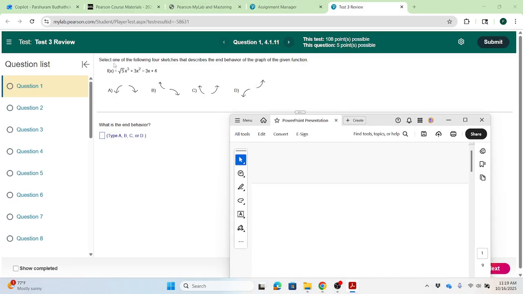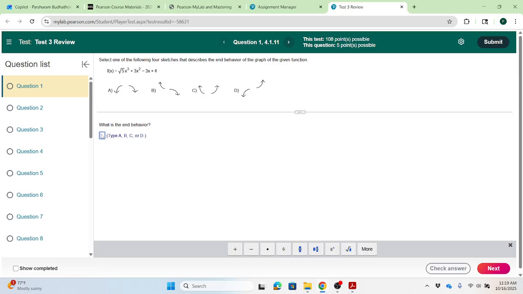It says select one of the following 4 sketches, because the degree of the polynomial function is 3 and the leading coefficient is positive square root of 5. Then it's supposed to be a cubic function, which is up on the right side and down on the left side. So the answer is supposed to be D.